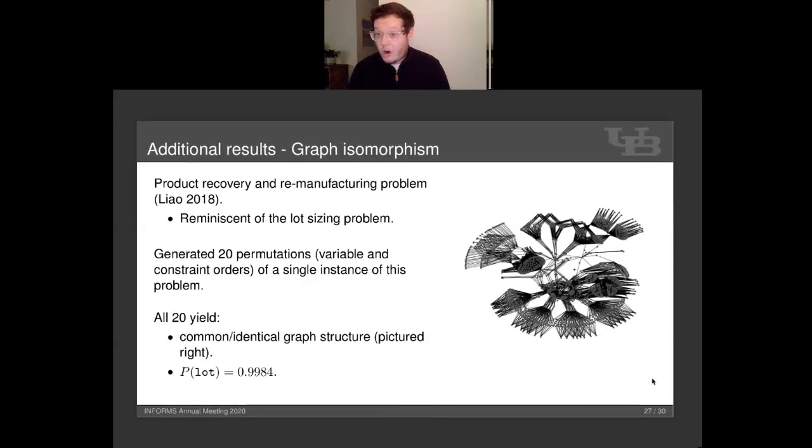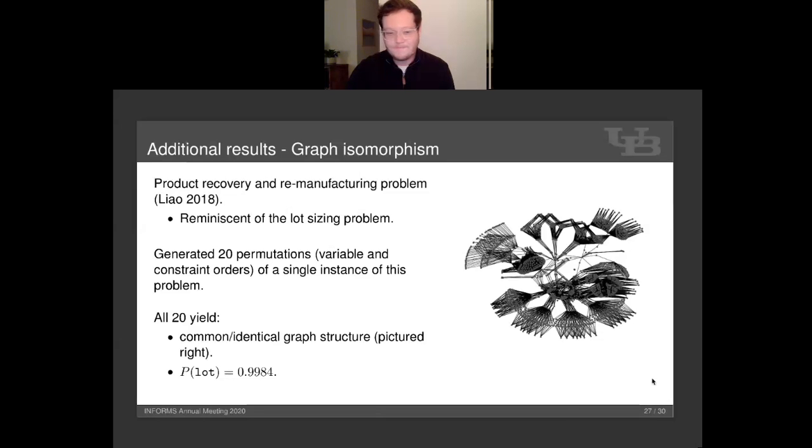We find that all 20 permutations yield one common identical graph structure, which can be verified by this graph isomorphic property that we have. And furthermore, no matter what the permutation was, we always received the same probability, 99.84% chance that this problem is related to the lot sizing problem. And so we're also able to relate this new problem, product recovery and remanufacturing, to this traditional lot sizing problem in the literature.